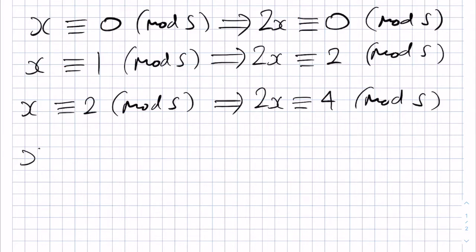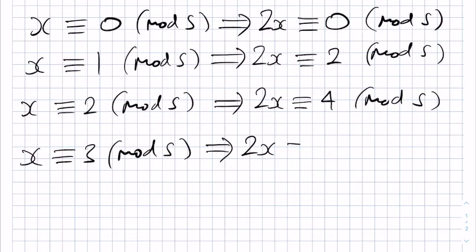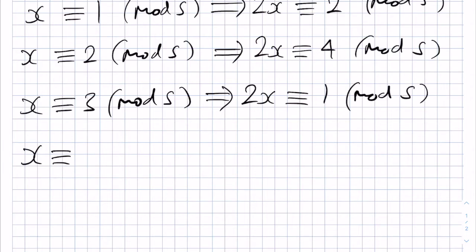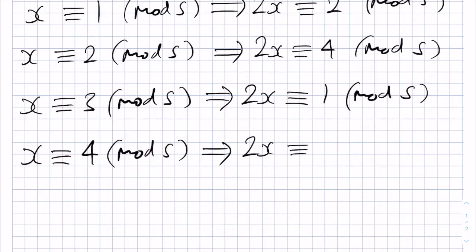Next, we're looking at x being congruent to 3 mod 5. Here's where things start to slightly change. We have 2x is congruent to 6 mod 5, but that's really, in this range, 1 mod 5. The last case, before it wraps back around to 0, is x being congruent to 4 mod 5. This gives us 2x being congruent to 8 mod 5, which is 3 mod 5.